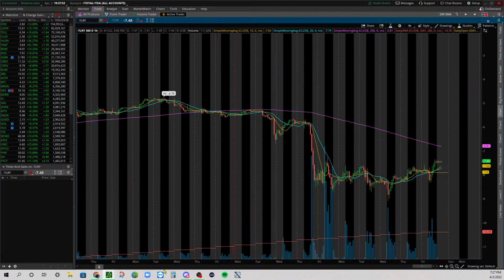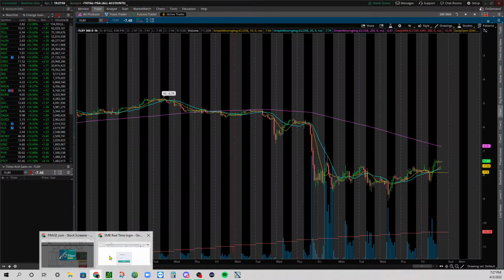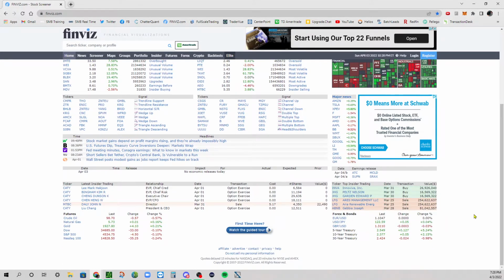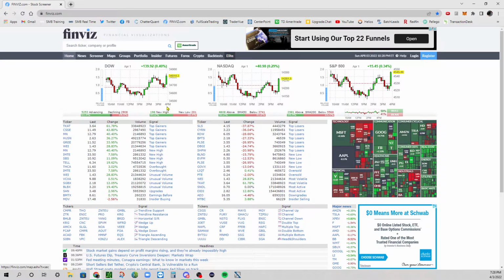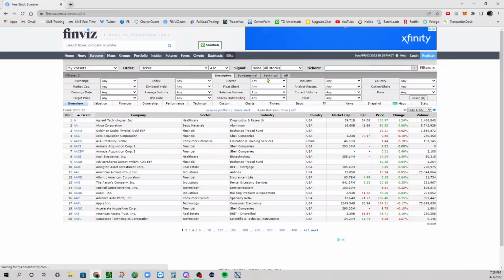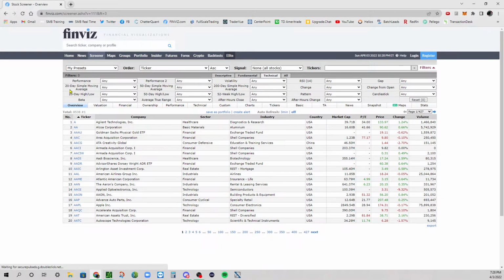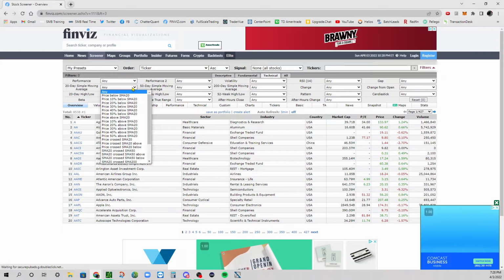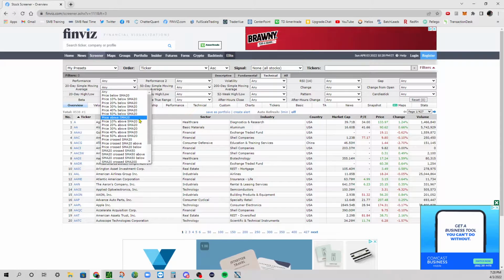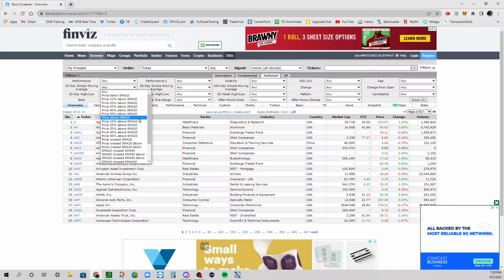Okay, so now let's go over how to find them. This is what I'm going to be utilizing more often, is Finviz. The cool thing about this site is you can really narrow down what you're looking for. So let's go to screener. We're going to go to technical, and then you have the 20-day simple moving average. You can trade above or below the 20-day simple moving average. Let's say you're more of a long bias, like you like to trade on the upside. So you want to go, okay, I want to see price above the 20 simple moving average.